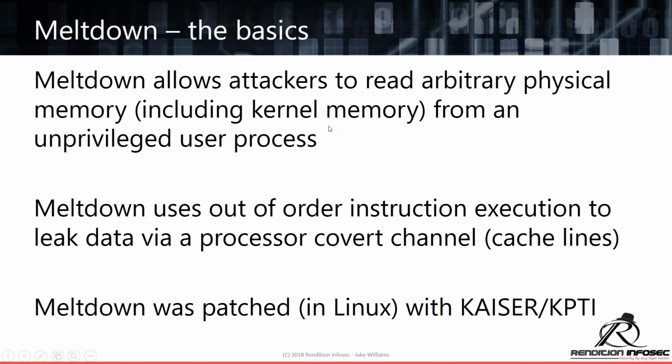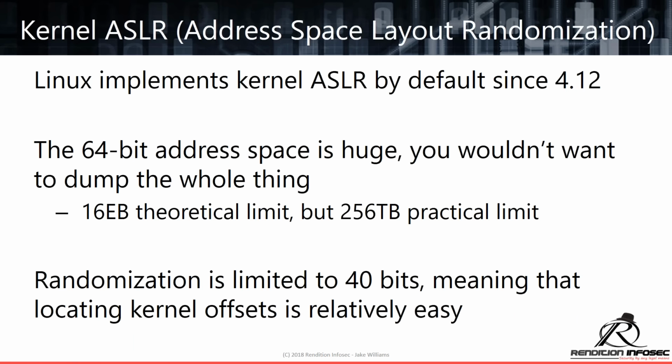As we get into ASLR, because this is important to understand as well, Linux implements kernel address space layout randomization by default since, I think, 4.12. Now, the 64-bit address space is absolutely huge, and this is why ASLR is important, because even though you may only have 8 gigs of RAM on your machine, theoretically there's up to 16 exabytes of physical memory. You just don't know where those good 8 gigabytes of kernel are. Obviously, this is not ideal for you; you'd like to know specifically where those are.